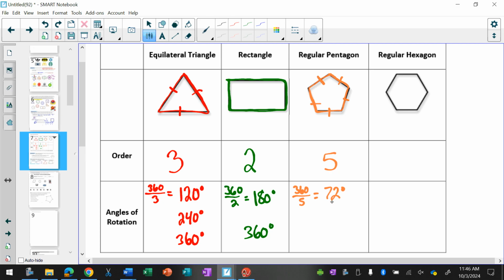The first one is 72. Add 72 to that, and we get a second angle of 144. And then what you're going to do is take the current angle measure and keep adding on 72. So 144 plus another 72 makes the next one 216. Then add another 72, which makes it 288. And add another 72, which puts us to 360, which is where we should end up if we're doing everything correctly.